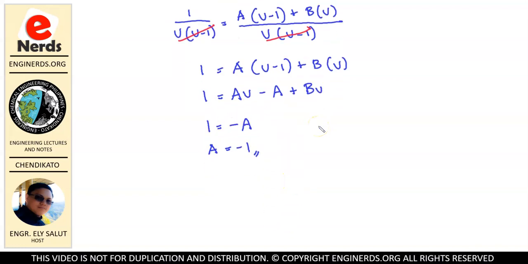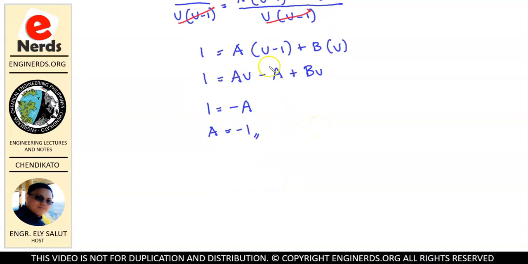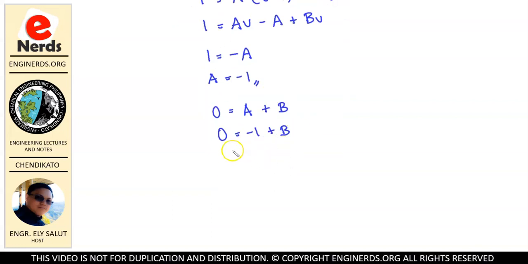Okay, so next is we're going to solve for the coefficients of our variable u. So as you can see dito sa left side ng ating equation, we have 0. Okay, and dito naman sa right side, we have a plus b, di ba? So we have a plus b. Mga coefficients lang pinag-uusapan natin, ano? Coefficient ng ating variable u. So we have 0 is equal to a plus b, and we know that a is equal to negative 1, so 0 is equal to negative 1 plus b, so therefore our b is equal to positive 1.